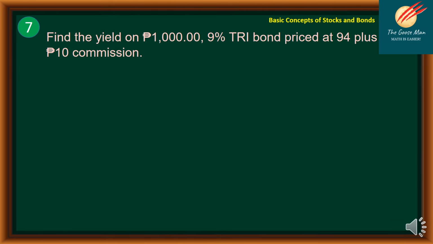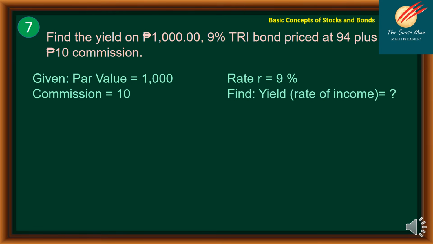Let's move on to problem number 7. Find the yield of a 1,000 pesos, 9% Triban bond priced at 94 plus 10 pesos commission. So first, we want to identify the givens. The par value is 1,000 pesos. The commission is 10 pesos. And the rate is 9%, and we want to find out the rate of income, or what we call yield.